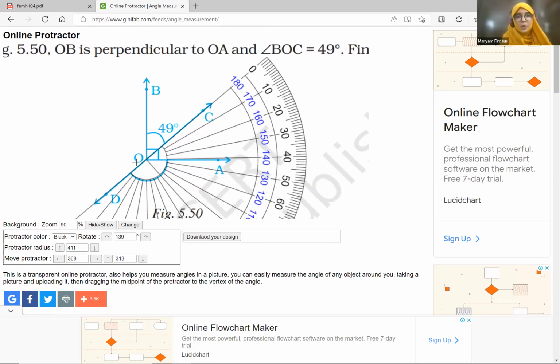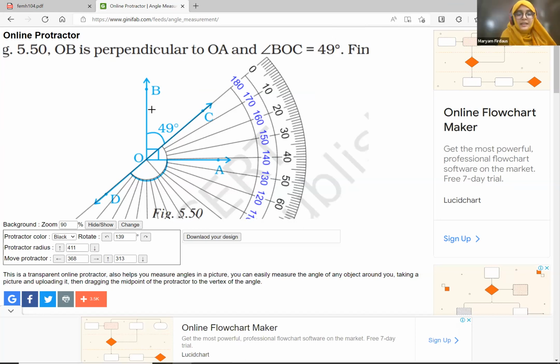Can you see this OA? Where is OA going? The line OA, or sorry, the ray OA. Can you see the ray OA? Yeah. Where is it pointing? Which number is it pointing to? 140 degrees. Yes. So it is 140 degrees. Did you understand how we measure angles now? Yeah. Can you show another example? Yes, okay.